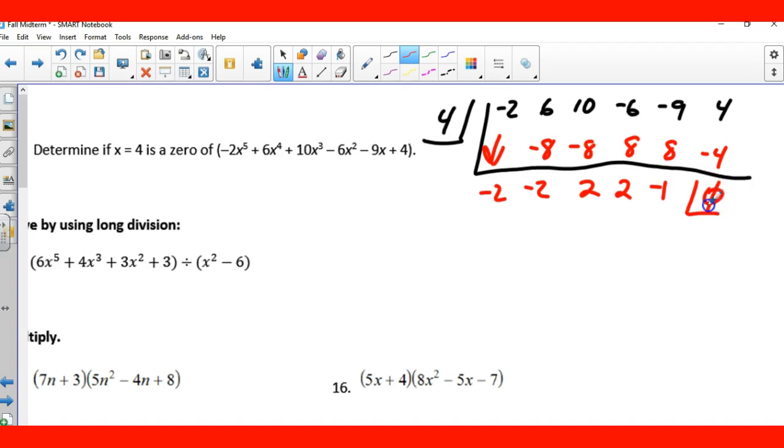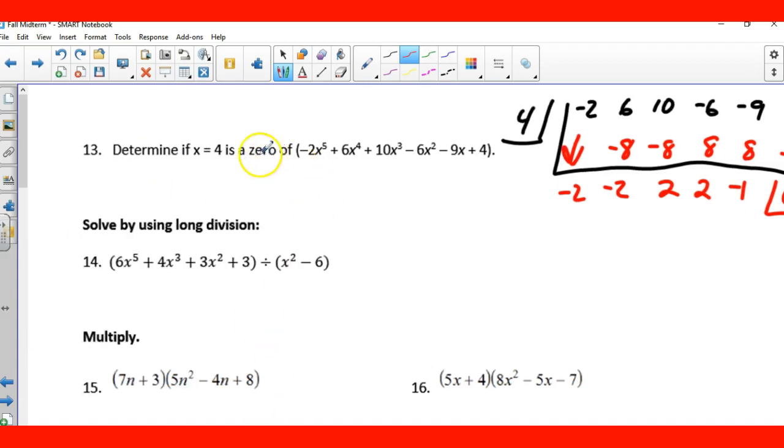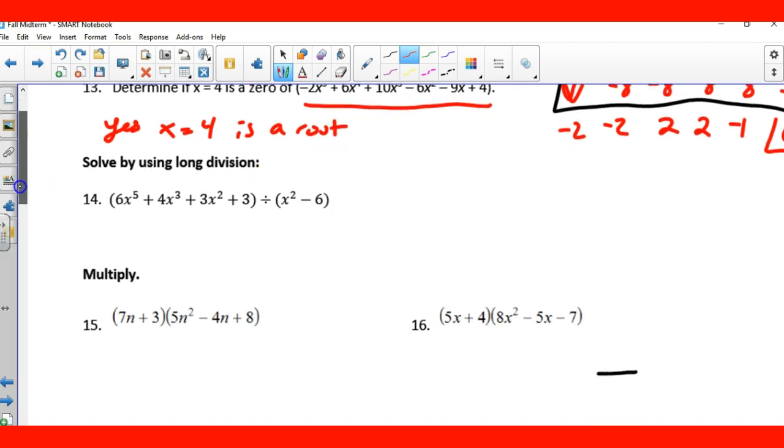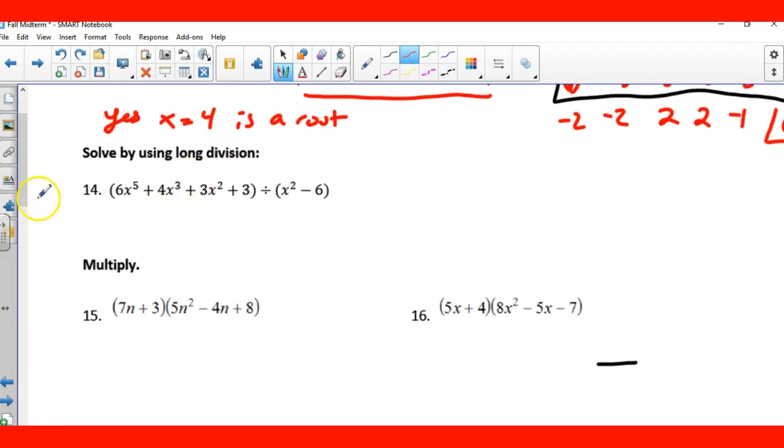Because we got 0 right here, that means that yes, x is a 0, or a root. You can also say root of this polynomial right here, okay? So yes, x equals 4 is a root. There we go. Now, solve by using long division.